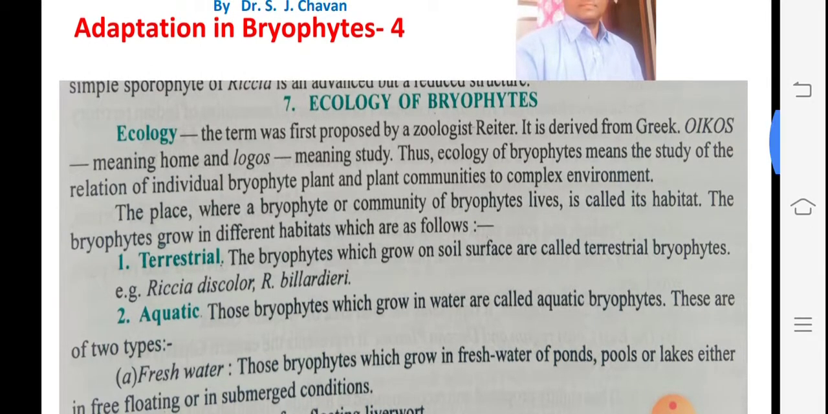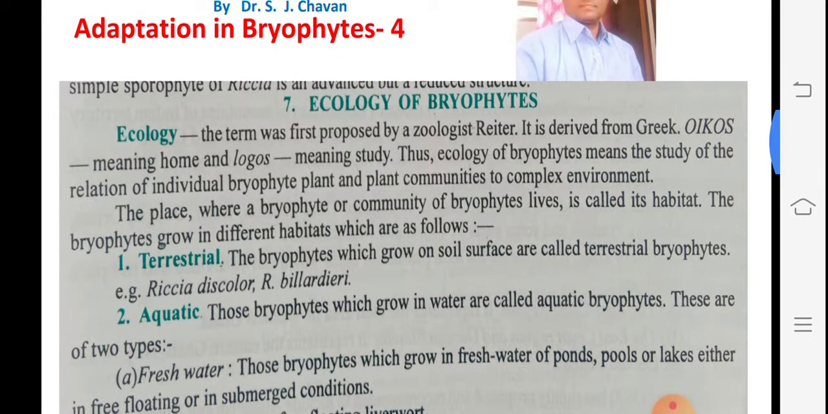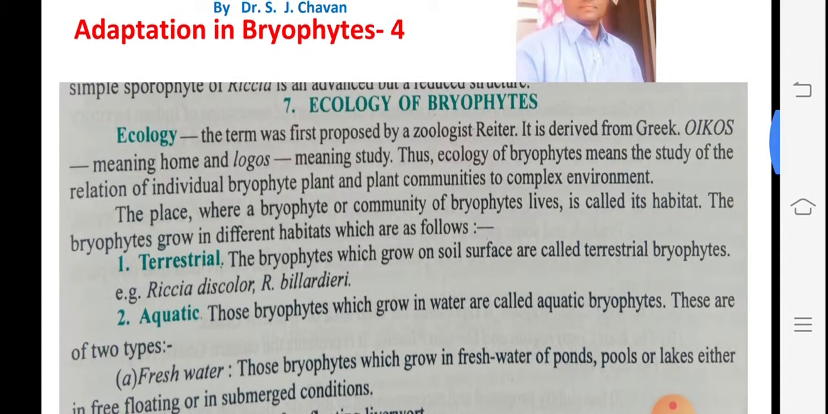So in this ecological study, population means the same kind of individuals in one group. It is called a population, and many populations give rise to the formation of a community. Very interestingly, for bryophytic habitats we generally know there are two main conditions, terrestrial and aquatic. Terrestrial means growing on the soil, and aquatic means growing where more water conditions are there, or in the water.